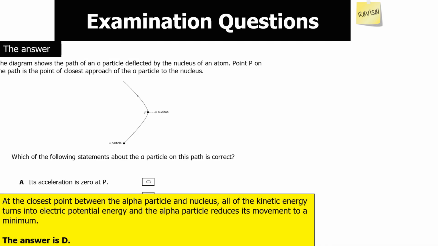Right, so at the closest point between the alpha particle and the nucleus, all the kinetic energy of the alpha particle has turned into electrical potential energy, and so therefore the alpha particle will reduce its speed to a minimum value. So the answer is therefore D.